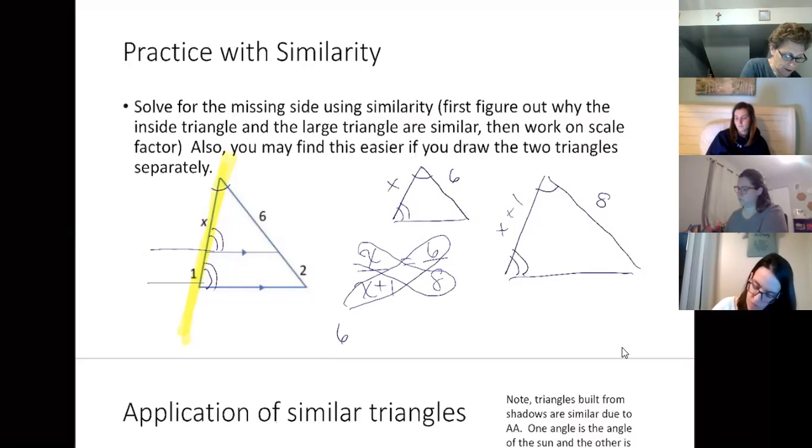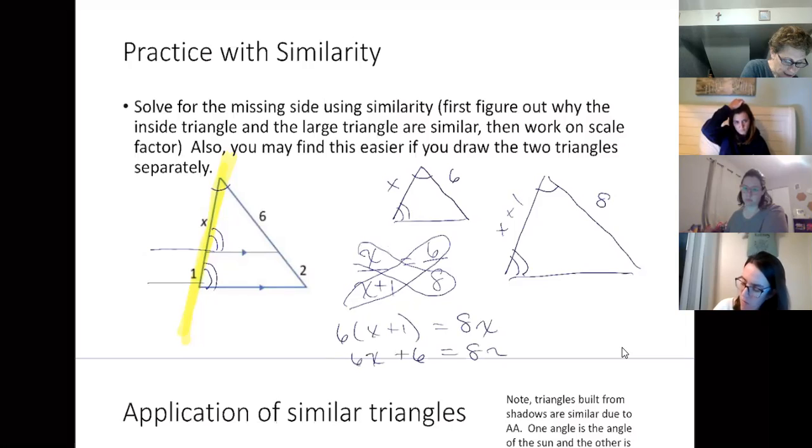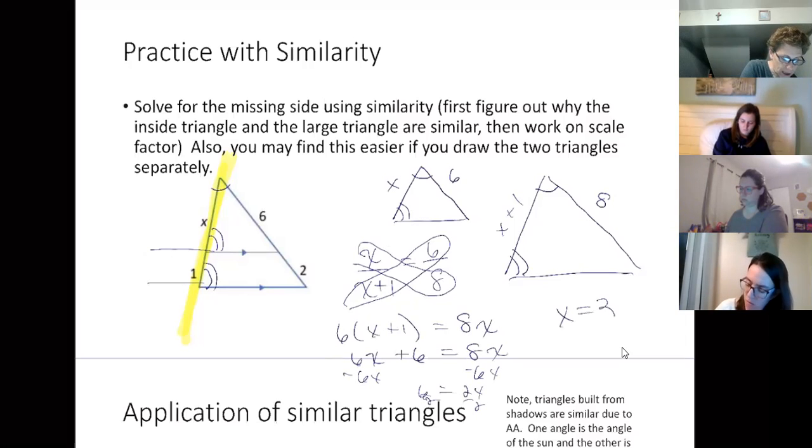So here's another example of a time to stress distribution. If you have them right like that initially, there's a better chance they're going to get this done correctly. So this is 6x plus 6 equals 8x. Now you have a 2-step problem. And that's going to be 6 equals 2x, divide by 2, divide by 2. I'm getting x equals 3.